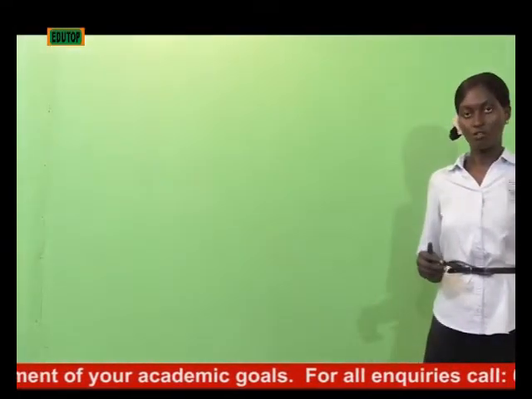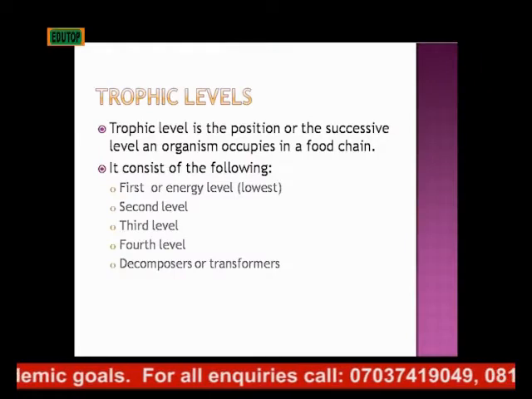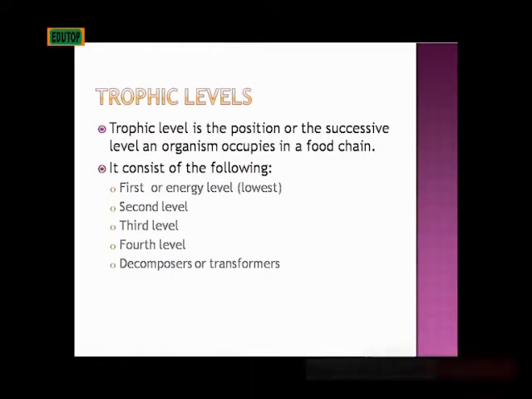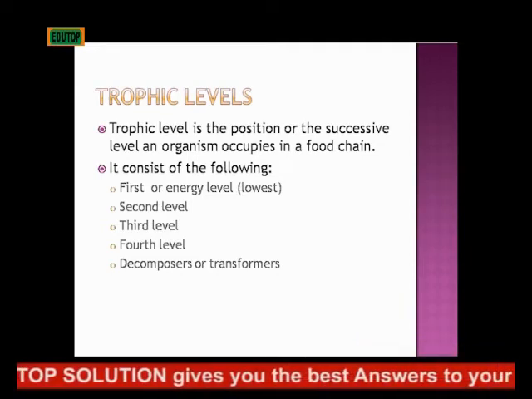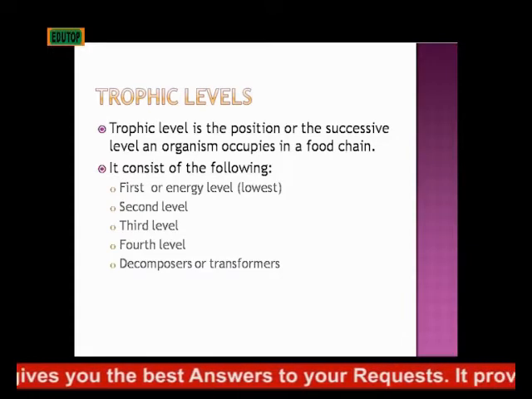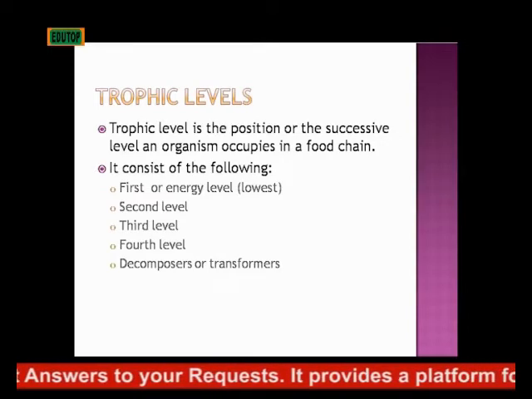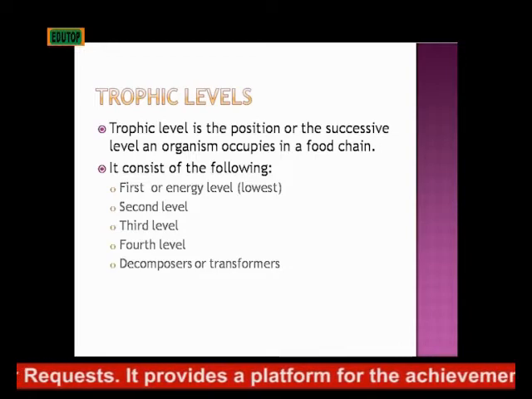I want to talk about trophic level. Trophic level is a position or a successive level an organism occupies in a food chain. The position or the status, simply put, of an organism in a food chain is what we call the trophic level. The level of an organism, but according to feeding pattern now. The trophic level is the feeding status of an organism in a food chain.